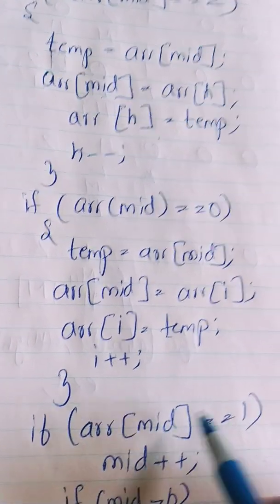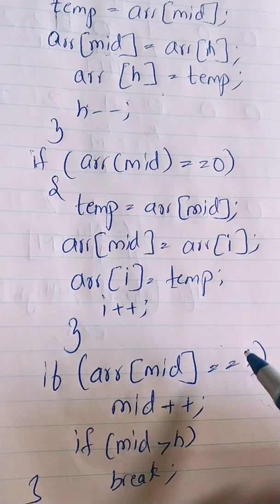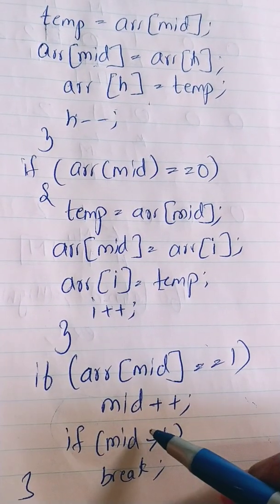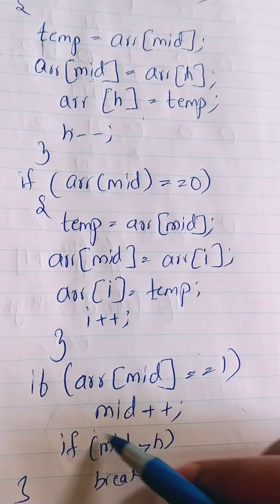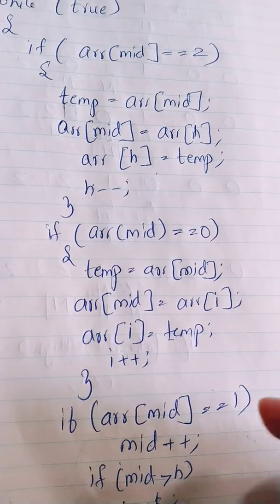Else, if it is 1, we just add the mid, meaning we move it to the next position, and we have an exit condition where it says if mid is greater than high, break. With this we can sort the array.